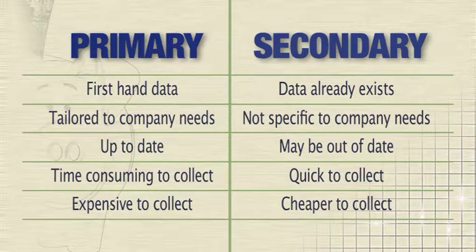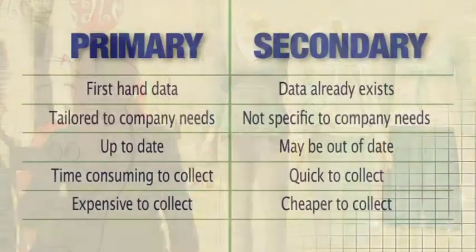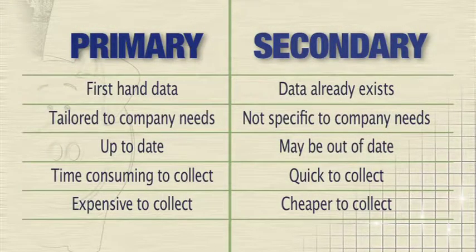Because secondary already exists, it can be out of date. This can be a big problem if the research is about a market that changes quickly, like the clothing market, where tastes change all the time. Primary research avoids this problem and means the research is always up to date. Unfortunately, primary research can take a long time to collect and can be very expensive. Secondary avoids these problems and is therefore a popular choice with smaller firms.